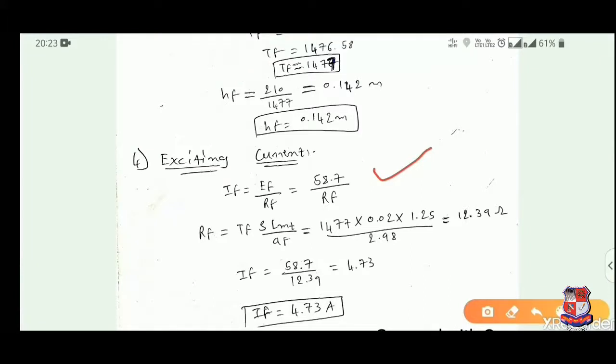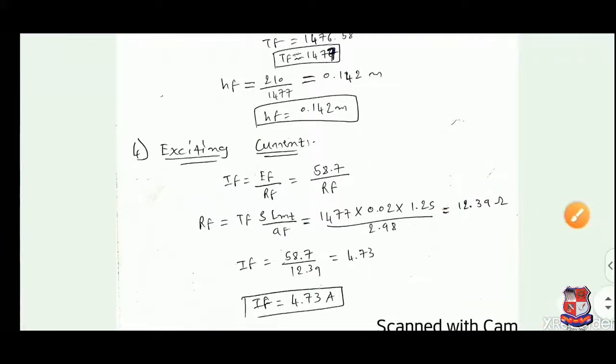So now the final step is to find out the value of exciting current IF. As per Ohm's law, IF is EF by RF. Now the value of resistance is nothing but rho L by A into TF, because turns are involved in this coil. Now we know the value of this area AF. So we came to know this 12.39, and finally we will know the final excitation current. It is nothing but the field current. So in this way we can solve the example based on the field systems.